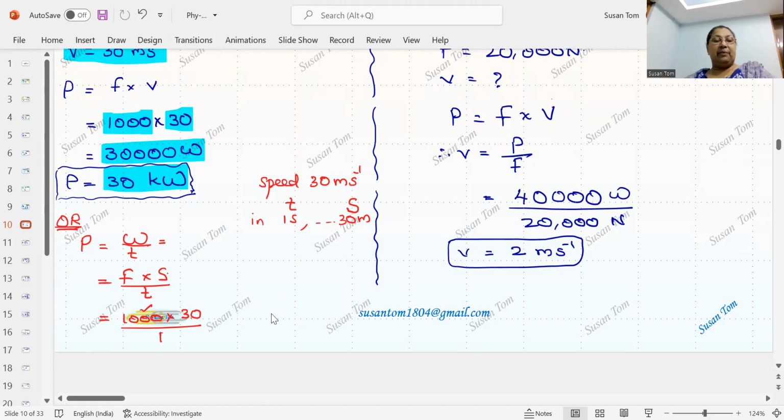Displacement is 30, time is 1. We are getting 30,000 watt.